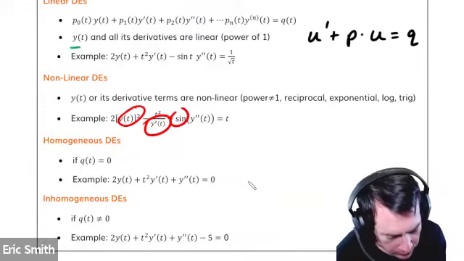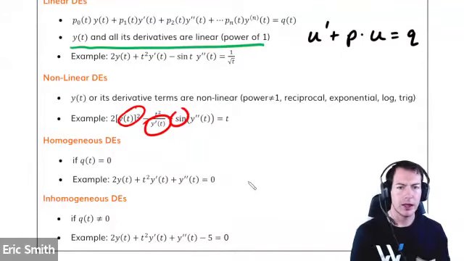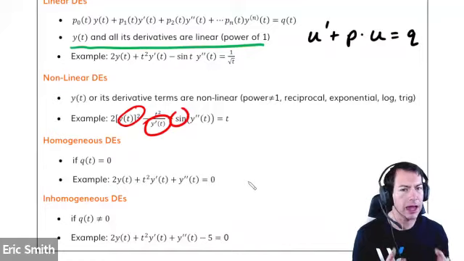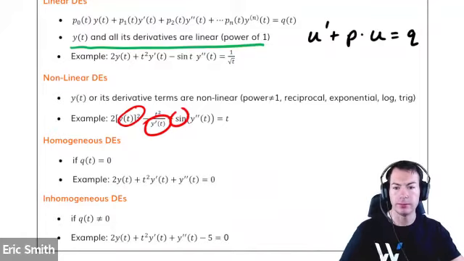In a linear one, these are in some ways a very nice type of differential equation. If I have derivatives running around there, if I have the original function, nothing's raised to a power other than just a single power, a power of 1.